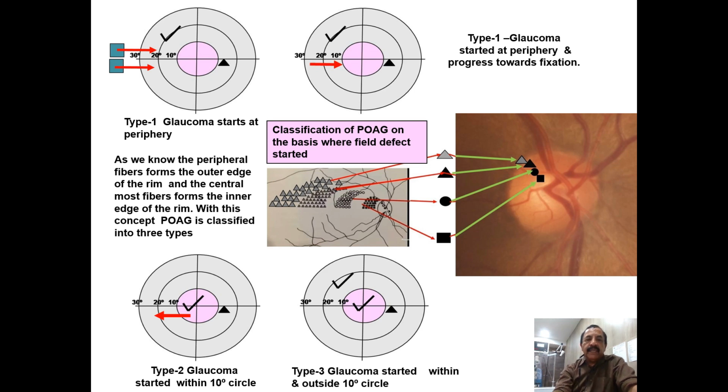It is divided into three types. Type 1, glaucoma starting outside 10 degrees. Type 2, glaucoma starting within 10 degrees. And type 3, glaucoma starting outside and within 10 degrees.